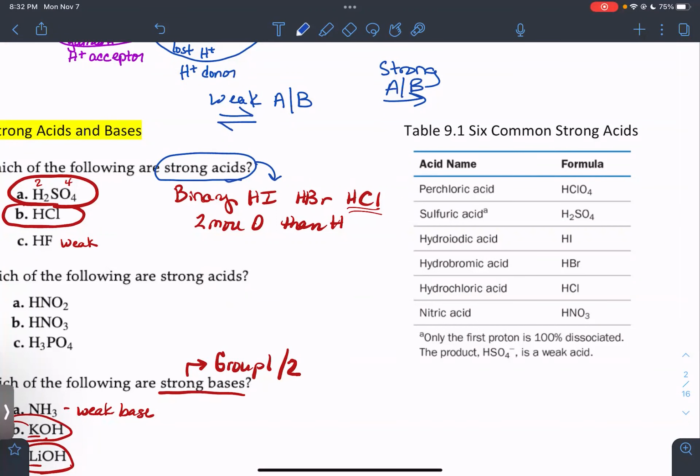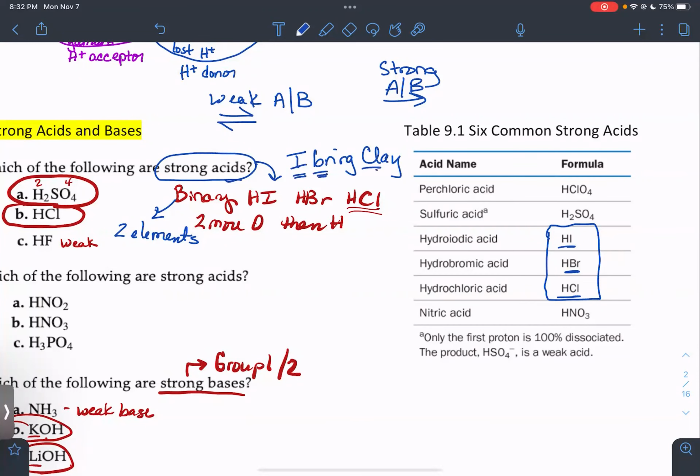There are binary acids. So here we have 3 examples of binary acids. Binary meaning we have 2 different elements. So here we have hydrogen and iodine. Here we have hydrogen and bromine. Here we have hydrogen and chlorine. So only 2 elements. And if you remember the little mnemonic device, I bring clay, HI, HBr, HCl are all of our 3 strong acids that are binary.